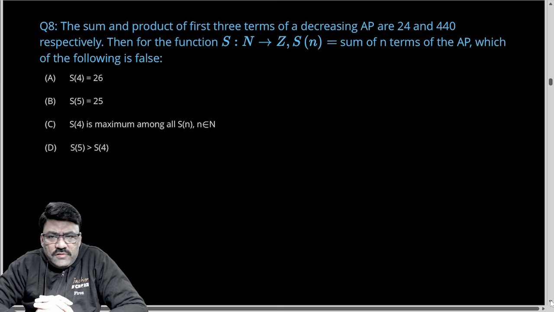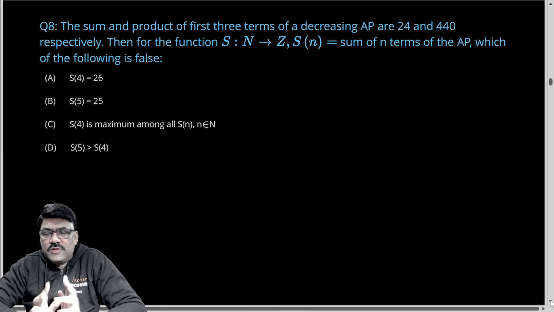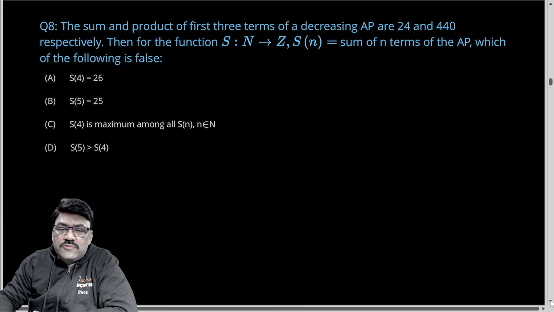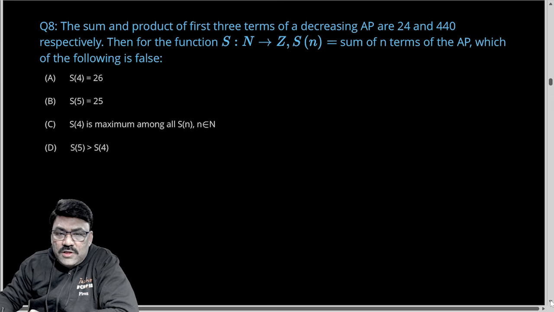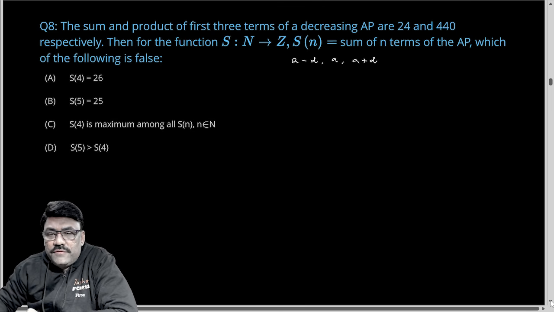Okay, see this question. This is from AP. They are saying that the sum and product of first 3 terms of a decreasing AP. Decreasing AP means common difference is negative. The first 3 terms, sum is 24, product is 440. So let's say the first 3 terms of AP are A minus d, A and A plus d. These are the first 3 terms of AP.